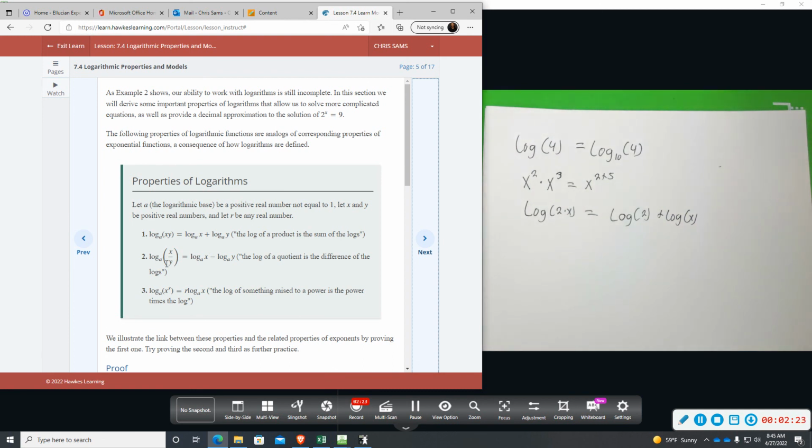Then you have a division property. So if you're dividing, you can write that as subtraction. And again, that follows the same as the exponential property.